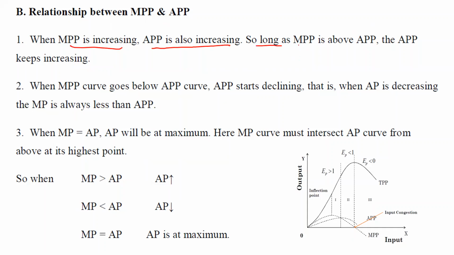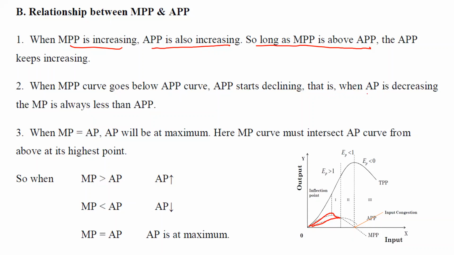So as long as marginal product is above average product, the average product keeps on increasing. So as long as marginal product is greater, the average product curve is below here. Average product is increasing. Once marginal product crosses average product, the average product starts to decline. So when the MP curve goes below the AP curve, that is, the marginal curve goes below the average physical product curve, then the average product curve starts declining.